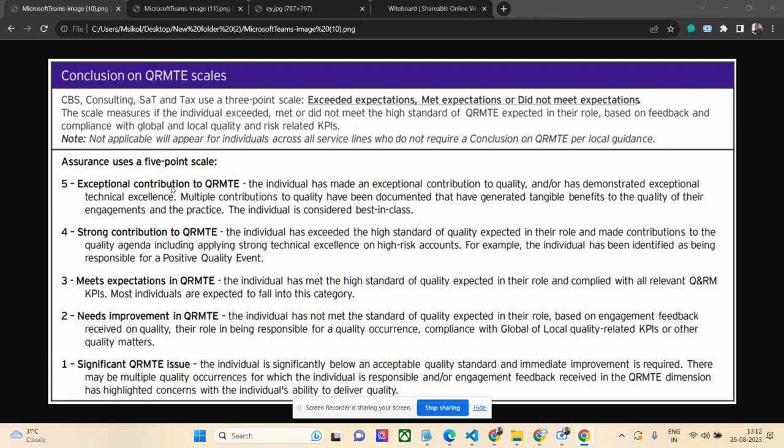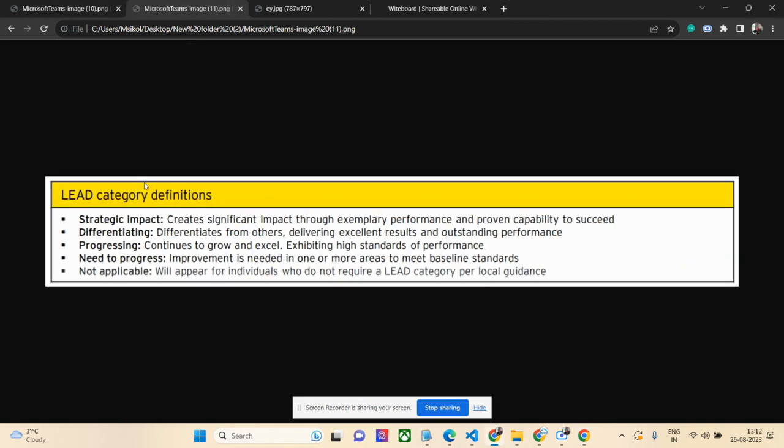But if you are joining tech consulting, you will definitely get a rating from assurance, but your main rating would be this one, the lead category definition. They have a five-rating system here also: strategic impact, differentiating, progressing, need to progress, and not applicable. In most cases you will see progressing. This rating is similar to the third rating. And if someone made a great impact, they will possibly get the top two.